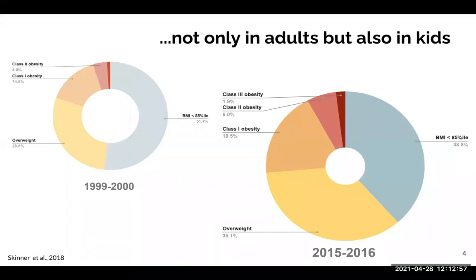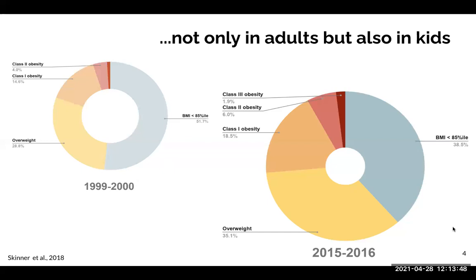So this is data from the NHANES survey, looking at the difference between 2000, so 21 years ago, and then 2015. You can see that over the course of 15 years, from one pie chart to another, the number of kids who have had severe obesity, that's like class 1, class 2, class 3, has doubled. Whereas before, over half of kids fell into a normal BMI or body mass index category, as of 2015, 2016, less than half did. So more kids than not have overweight or obesity.